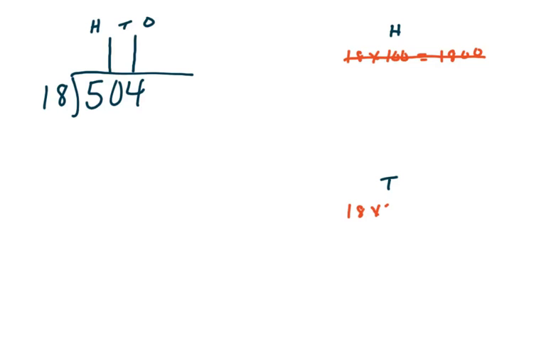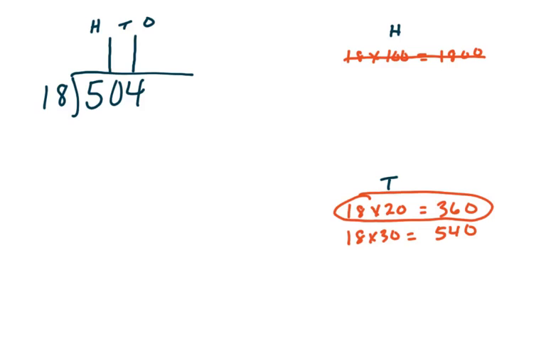We're going to try 18 times 20, because we already know that 18 times 10 will be 180, which is still less than 504. So 18 times 20 is 360. We still try 30 just to make sure. 18 times 30 is 540. Well, 540 is too great, but 360 is right on line with where we need to be. So we're going to put that 2 in the tens place. We already know what 18 times 20 is, which is 360.